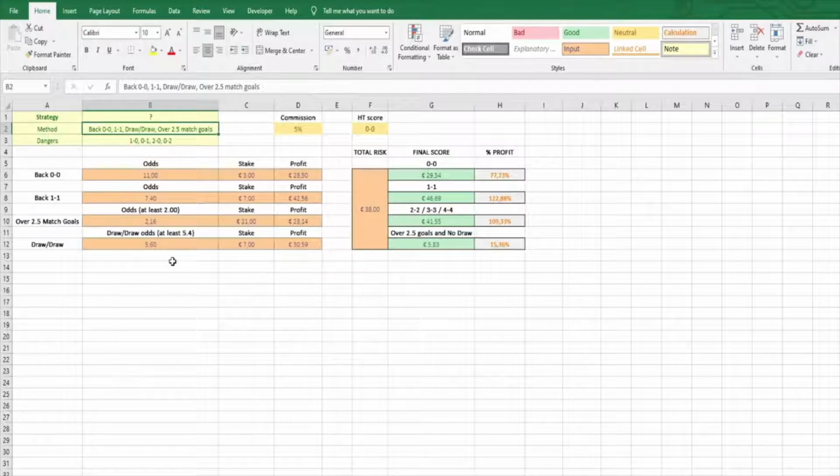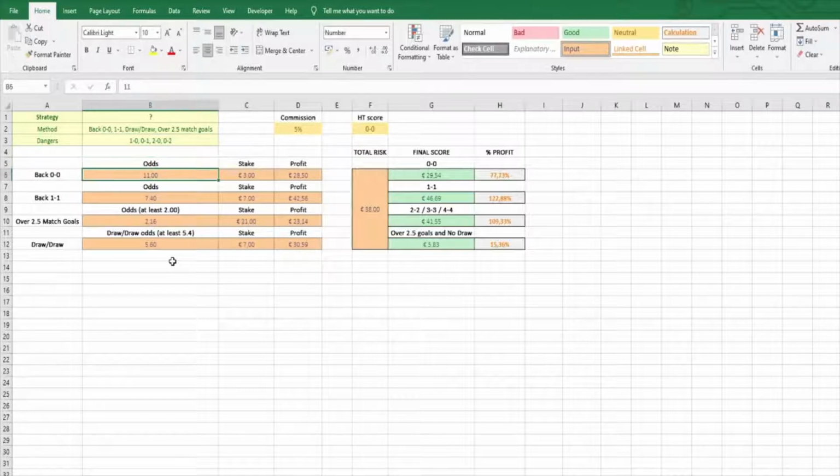Why this approach? I was thinking that if there is a game where not many goals are expected, how to maximize the profits, right? Instead of just going for under 2.5 goals, how to make it a little bit more advanced and take advantage. So let me walk you through this. The dangers of this approach are 1-0, 0-1, 2-0, and 0-2, technically. And here is the simulation.